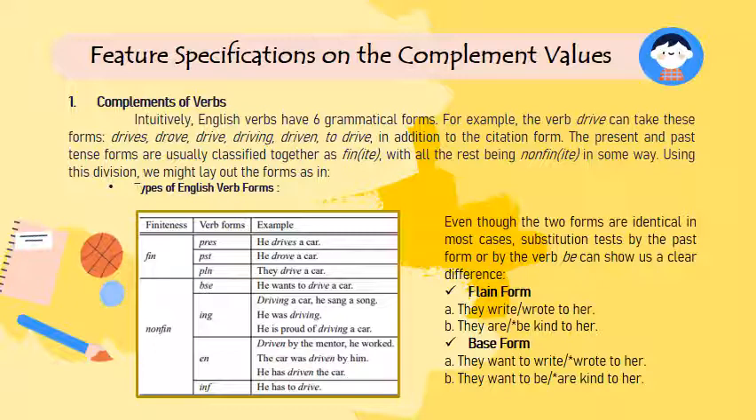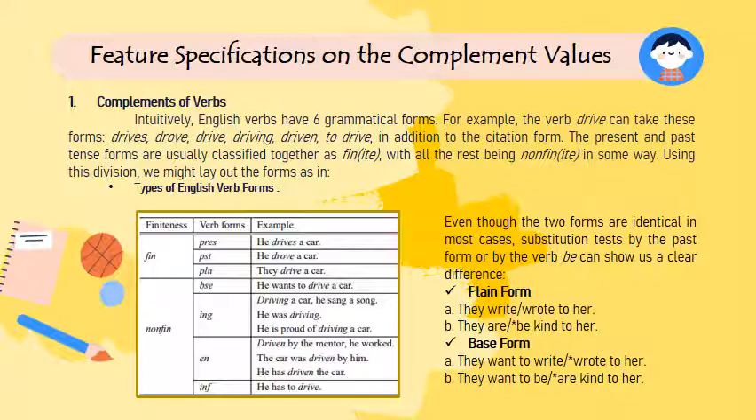Intuitively, English verbs have six grammatical forms. For example, the verb drive can take these forms: drives, drove, drive, driving, driven, to drive, in addition to the citation form. The present and past tense forms are usually classified together as finite, with all the rest being non-finite in some way. Using this division, we might lay out the forms as in 12.